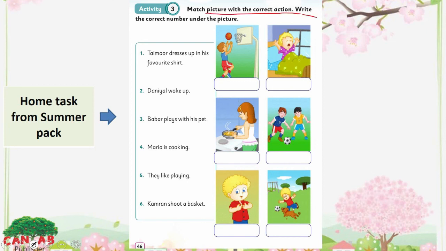Match picture with the correct action. Write the correct number under the picture. You have been given pictures here which shows action. The one is playing football, the one is like yawning, woke up from the sleep. This one is cooking here. The boys are playing. It's wearing shirt. It's playing with the dog. So you have to write it here. For example, this picture is what? He's playing football. He's playing basketball. Yes, this one matches with it. Kamran shoot a basket. You have to write it here.